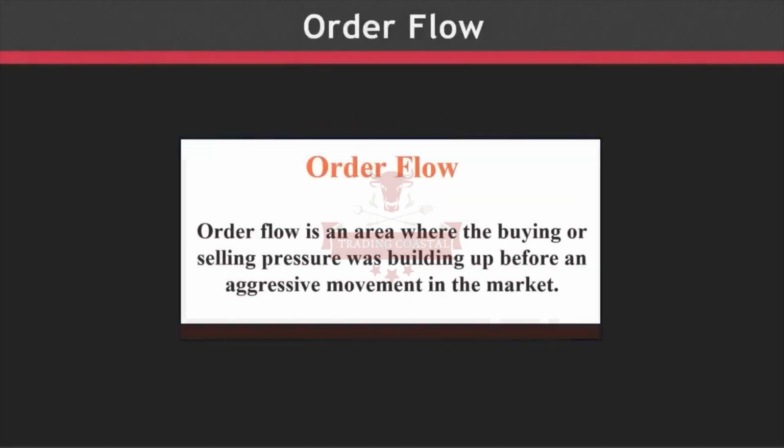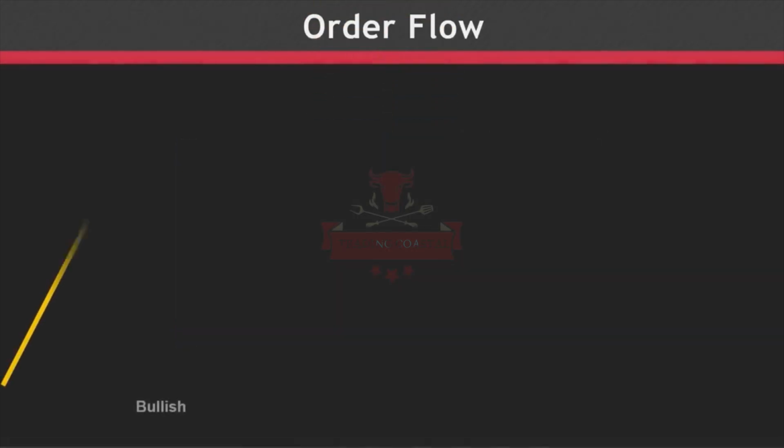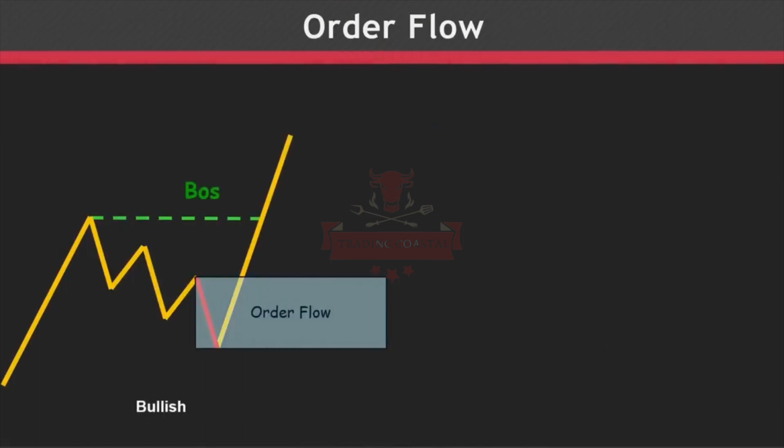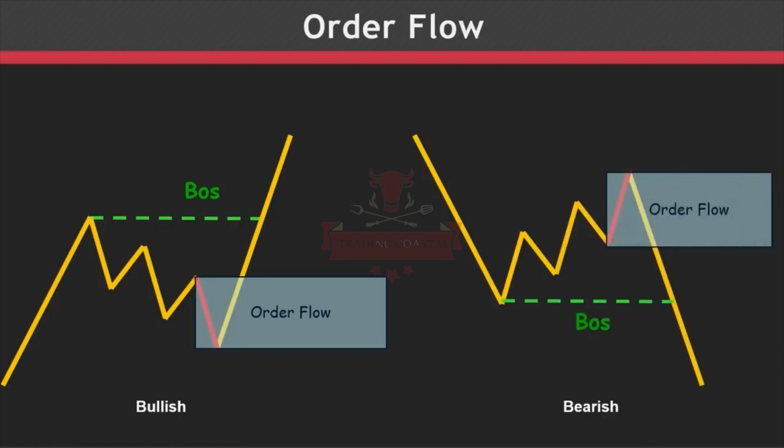Order flow is an area where the buying or selling pressure was building up before an aggressive movement in the market. The bullish order flow is where the last bearish pressure was present before the bullish move. Similarly, the bearish order flow is where the last bullish pressure was present before the bearish move. Order flow areas are also considered a key supply and demand in smart money concepts.